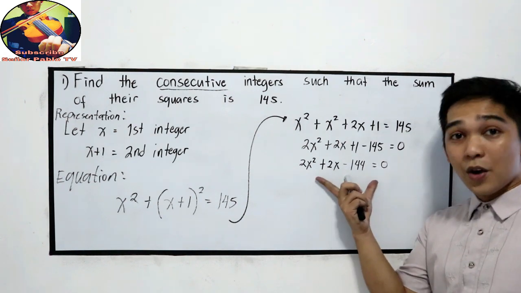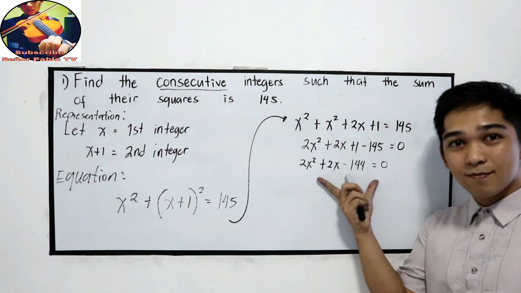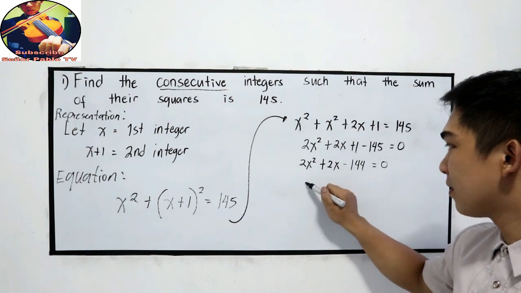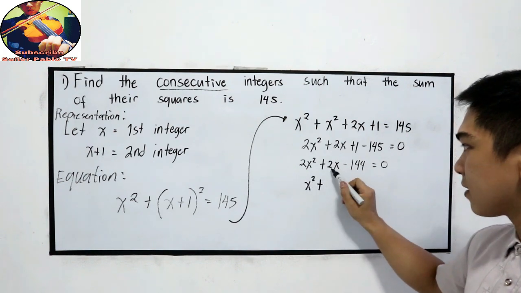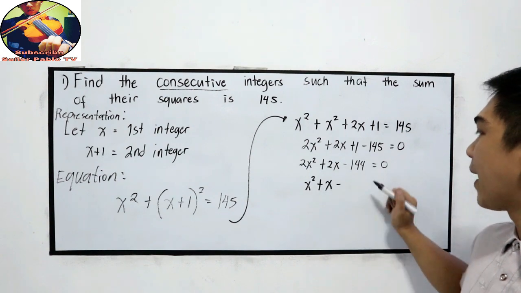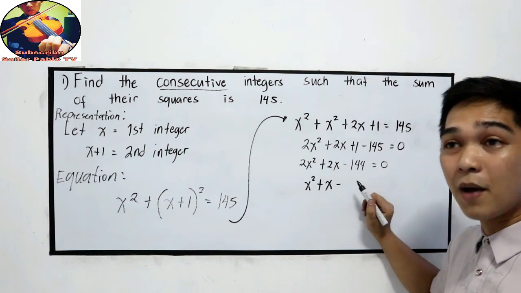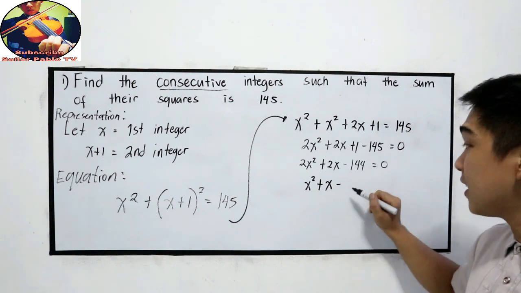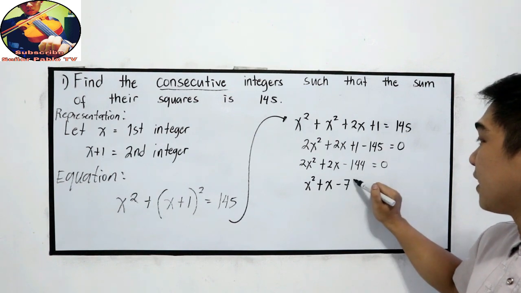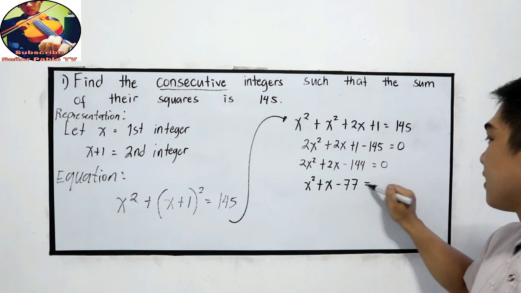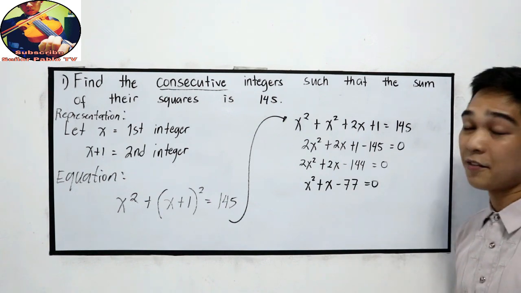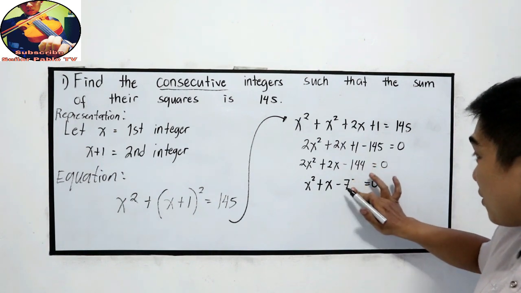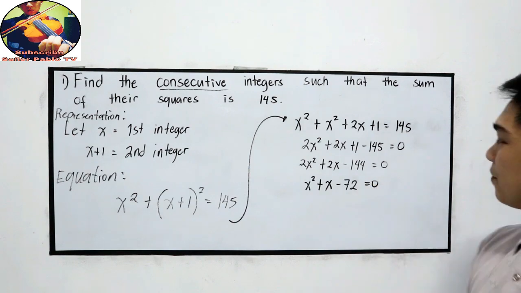Check natin yung ating equation. Divisible siya ng 2, so pwede natin siyang i-reduce. Divide the equation by 2. So mangyayari, x squared plus x minus 144 divided by 2, that is 72, is equal to 0. Should be 72.